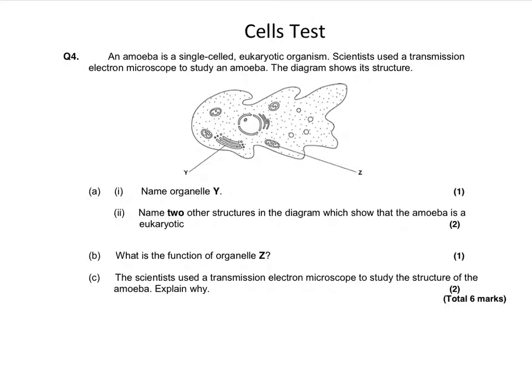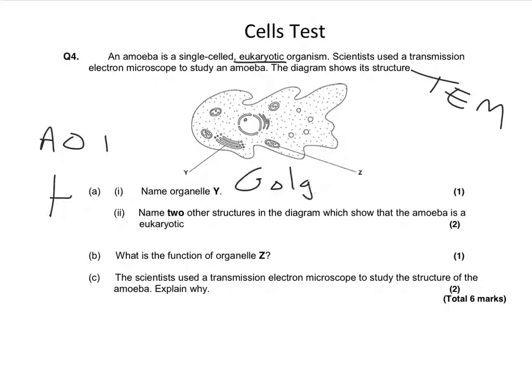On to question 4, and it talks about an amoeba, and it tells you that it's a eukaryotic organism, and they say that they use a TEM, so using a TEM to study the diagram. First question, really good in terms of their AO1. So name the organelle Y. Organelle Y is the Golgi, either the apparatus or the body.